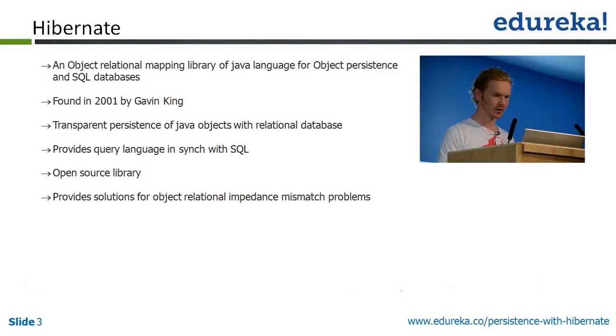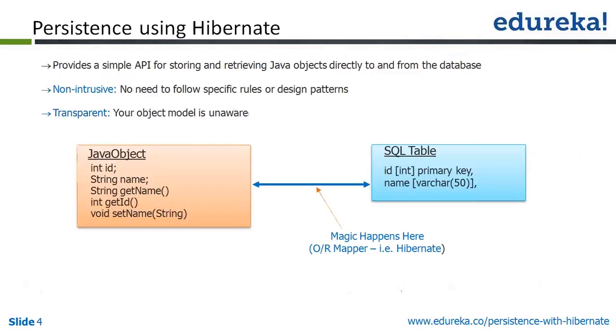Another key advantage, the last one, is that it provides solutions for the object relational impedance mismatch problem. Okay, so you are talking about object-oriented programming. What we try to do in Hibernate is map an SQL table with a Java class, and a row in the table to an object in the Java world. Just remember a table with a class and an object with a row in the database.